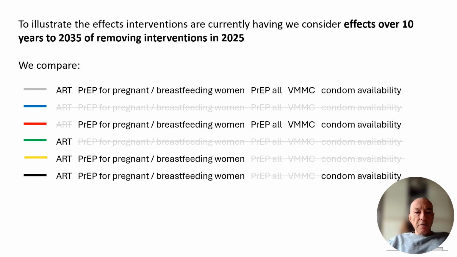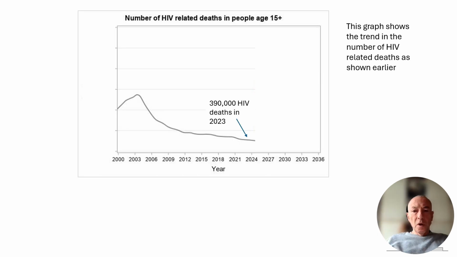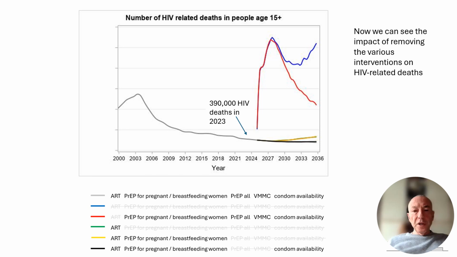Now, to illustrate the effects interventions are currently having, we consider effects over 10 years to 2035 of removing interventions in 2025. And you can see here which interventions are variously being removed. So this graph shows the trend in the number of HIV-related deaths, as shown earlier. And now we can see the impact of removing the various interventions on numbers of HIV-related deaths.